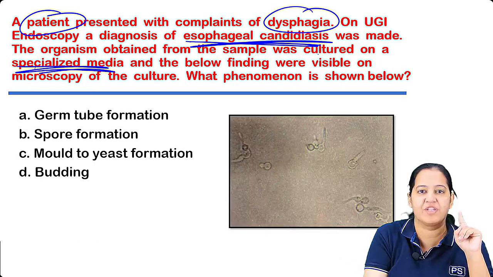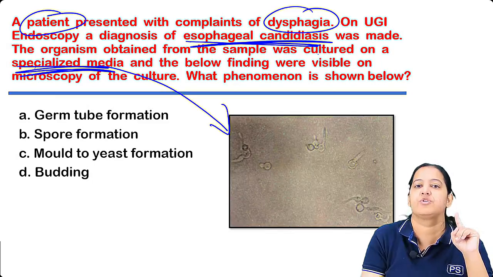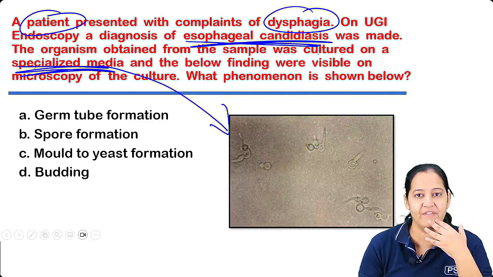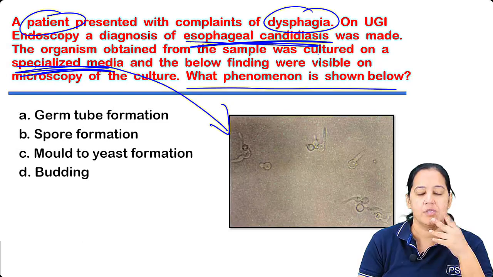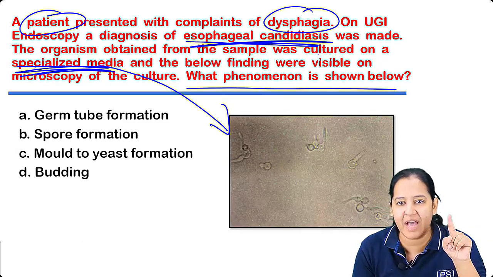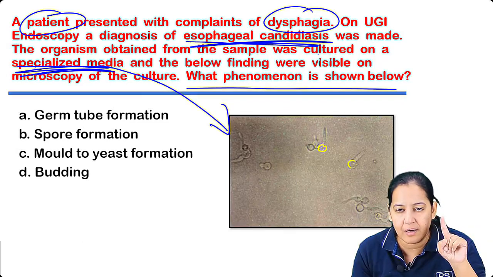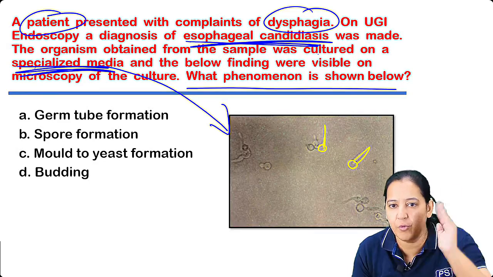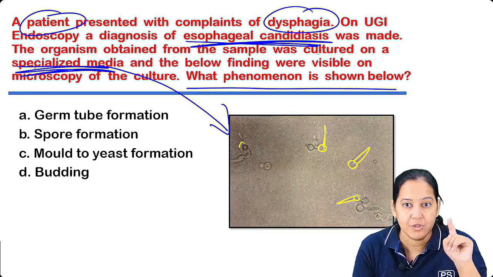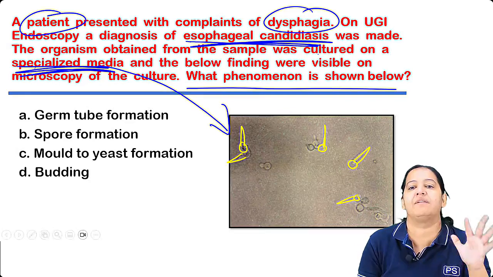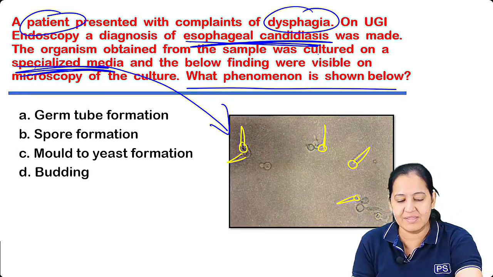We don't know the special media. The image of it is given to you. Which phenomenon is shown? In the image, I can see small yeast, and from them some tube-like structure is coming out. I appreciate the tube-like structure. So basically, it is a germ tube experiment we are conducting in Candida. The diagnosis is given to you, Candida.